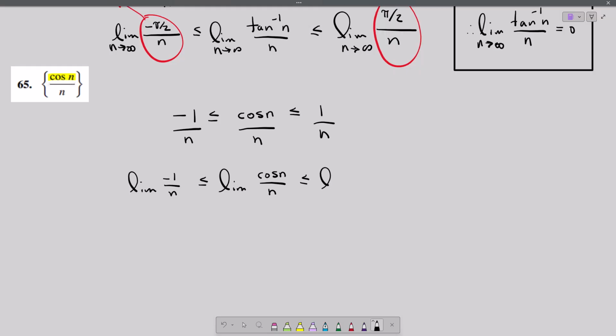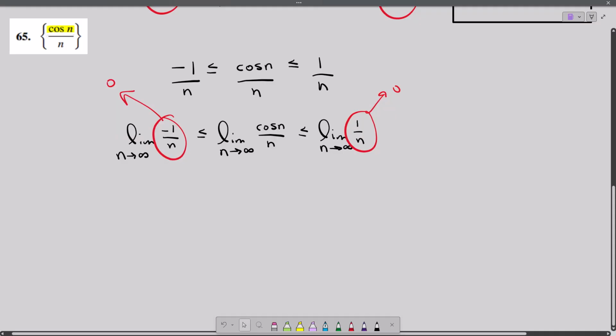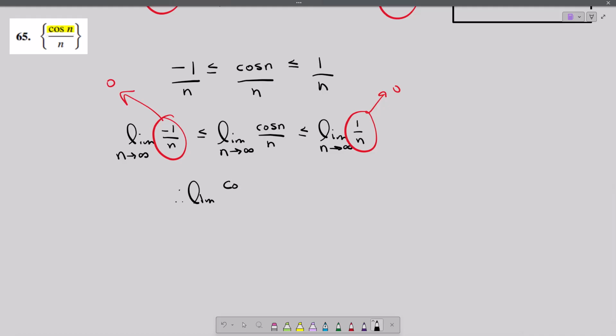And when we take that limit, we see that on the edges, on the left side and on the right side, we have limit values of 0 once again. So both the left side and the right side are going to go to 0. And so that tells us then that the middle must also go to 0. So the limit of cosine n over n is 0.